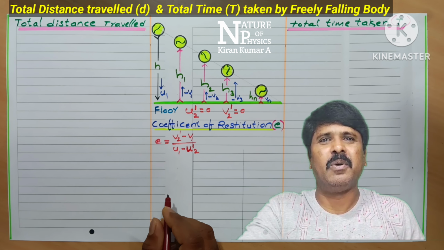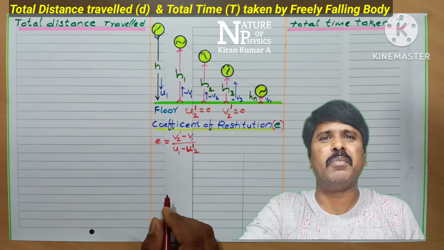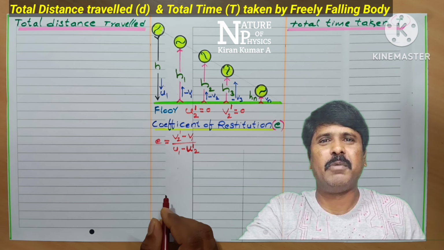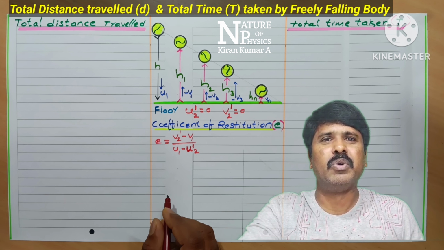Today's topic is collision applications: coefficient of restitution, freely falling body, total distance traveled by a freely falling body, and time taken by a freely falling body on a smooth floor.